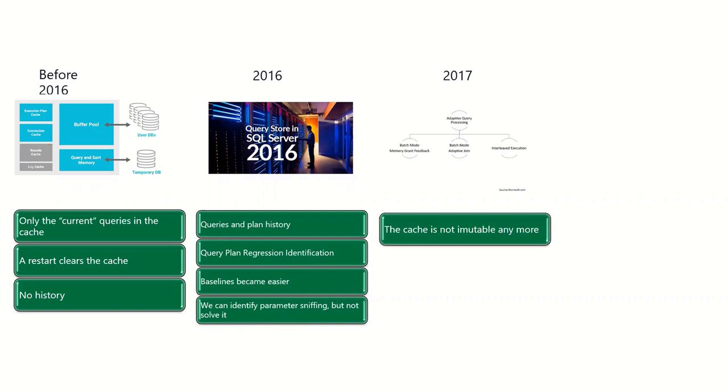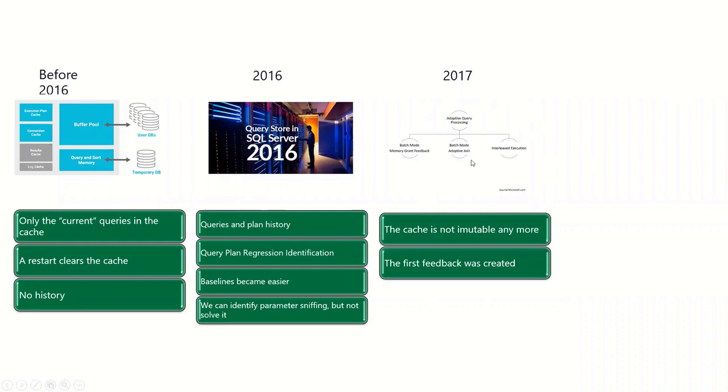Then in 2017, the query plan cache was immutable until 2017. In SQL Server 2017, a new set of features called adaptive query processing became available. These features were capable of analyzing the history of our queries and changing a plan in the query plan cache. The query plan cache was mutable. The first time it became possible to change a query in the query plan cache was in 2017. And this is very important for today.